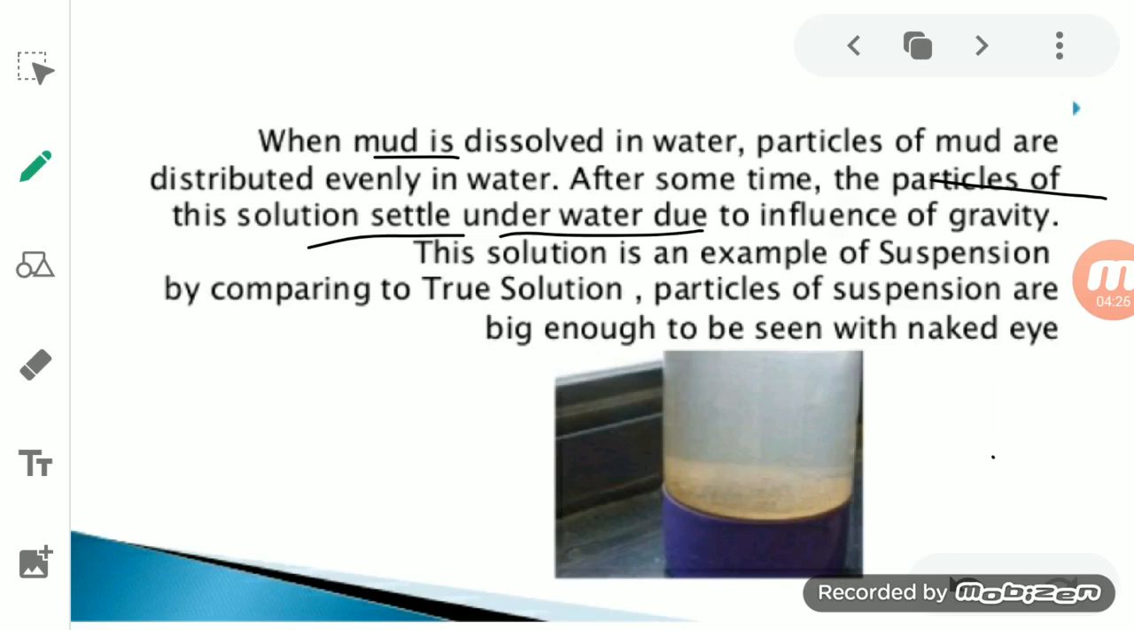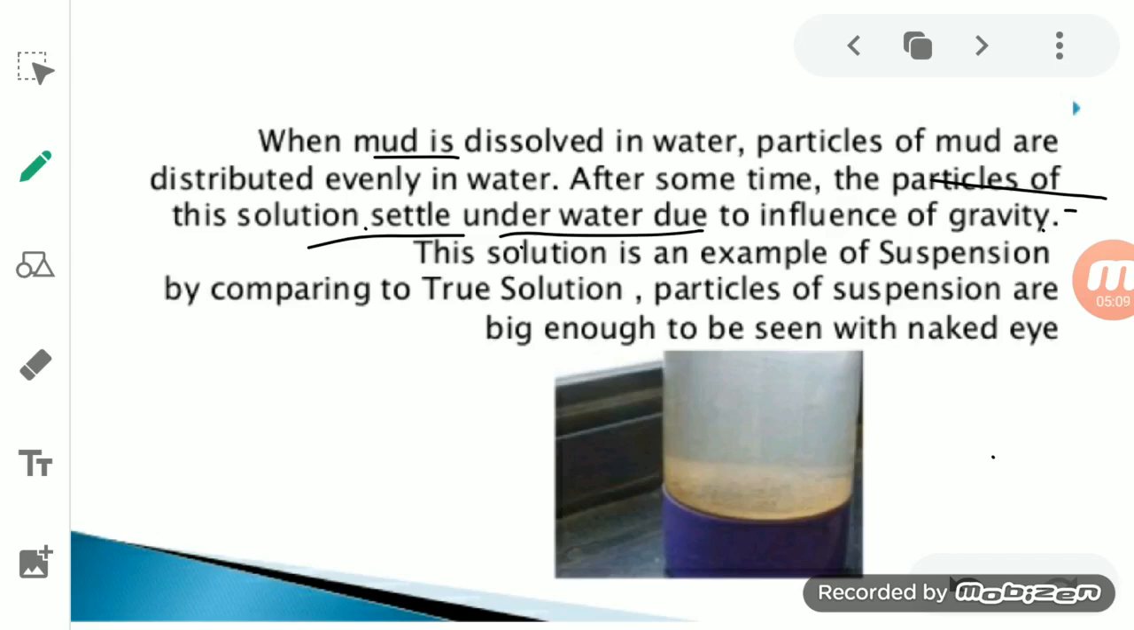So the first one was that we can see the fine particles of this muddy water. From this we come to the conclusion of the first property of a suspension, that the particles of the suspension can be seen with the help of the naked eyes also. The second one is that the particles of this solution settle down due to the influence of gravity. So we can say that these particles, after keeping it undisturbed for some time, settle down at the bottom of the beaker. So this is the second point.